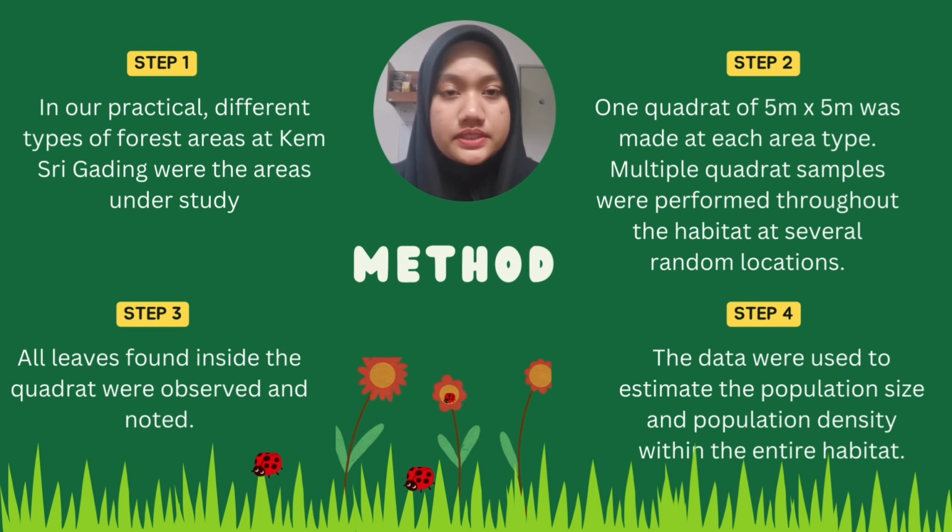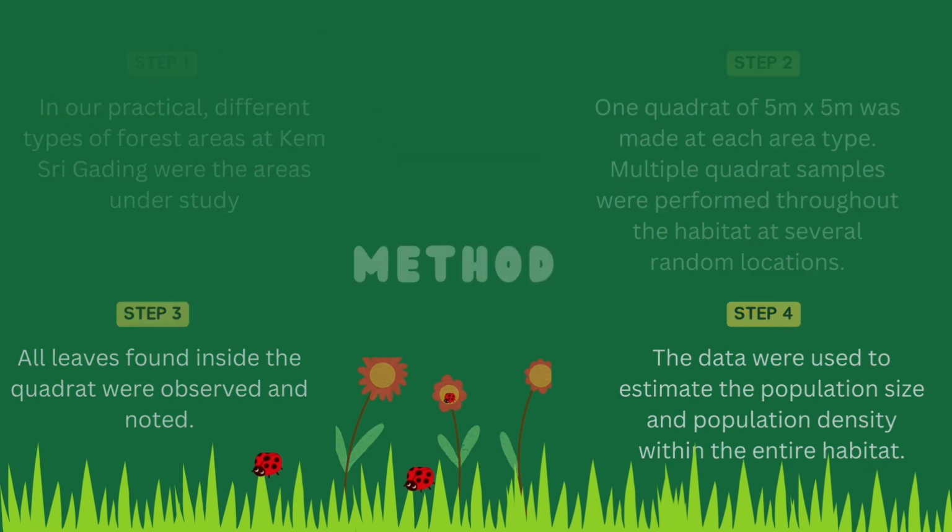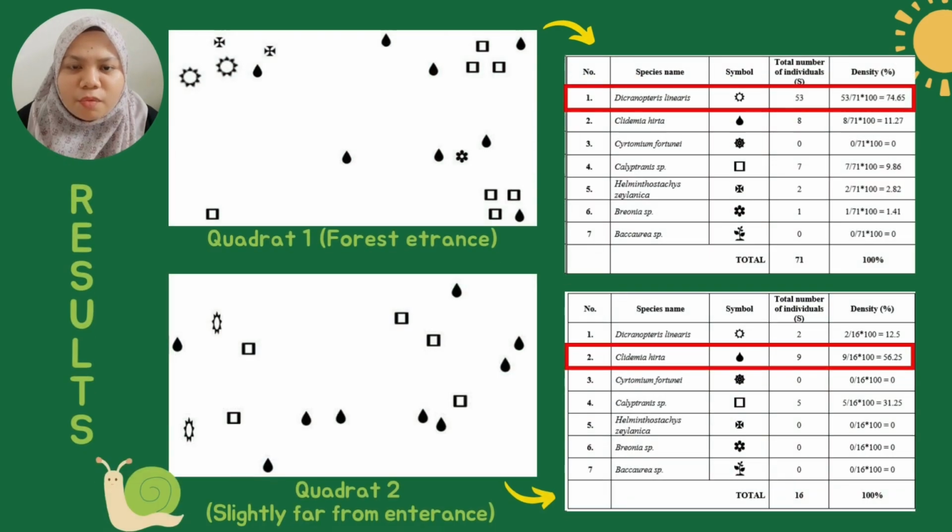Multiple quadrat samples were performed throughout the habitat at several random locations. The third is all leaves found inside the quadrat were observed and noted. And the last one is the data were used to estimate the population size and population density within the entire habitat.